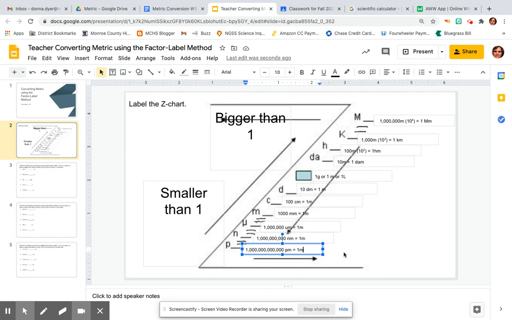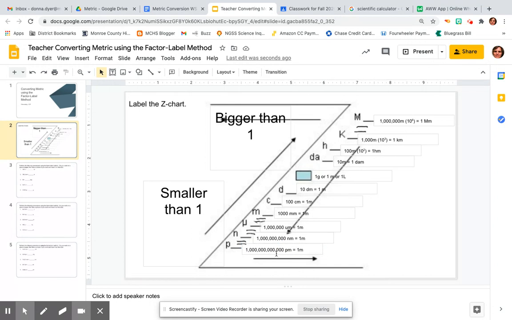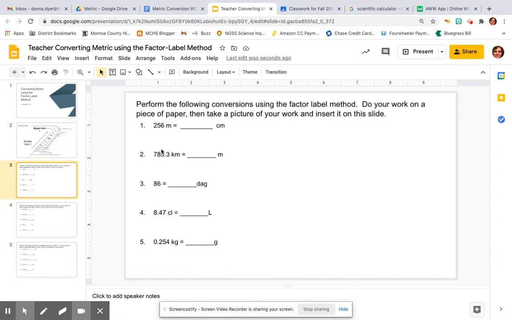So anyway, these are what we're going to call our conversion factors, okay? So these are the conversion factors that we're going to be using as we do the factor label method. And so what we're going to do now is we're going to use these conversion factors to switch from one unit to another using the factor label method. Now, what you're going to be doing, as I said, you're going to be doing these on paper, showing your work, taking a picture, and submitting your work on here.